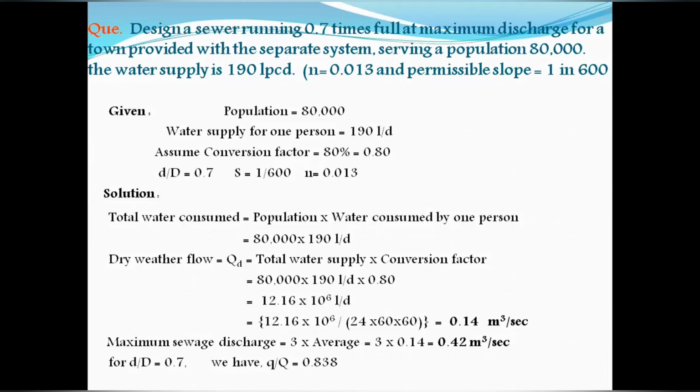Then in the given numerical, it is given that the sewer is running 0.7 times full, that means the ratio of the depth of flow to the total depth is 0.7. In the previous numerical, the ratio of depth of flow to total depth was 0.5. In that case, the quantity of sewage running half and the quantity running full had a ratio that was also half. But in this case, it is not the same. That's why for the d by D ratio of 0.7, we have small q by capital Q as 0.838.